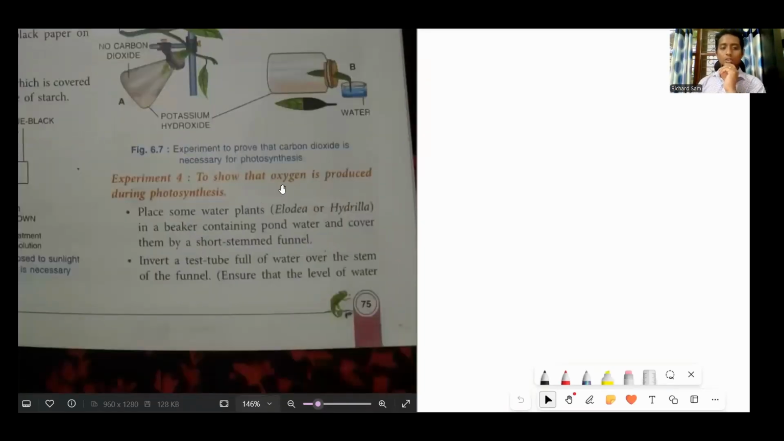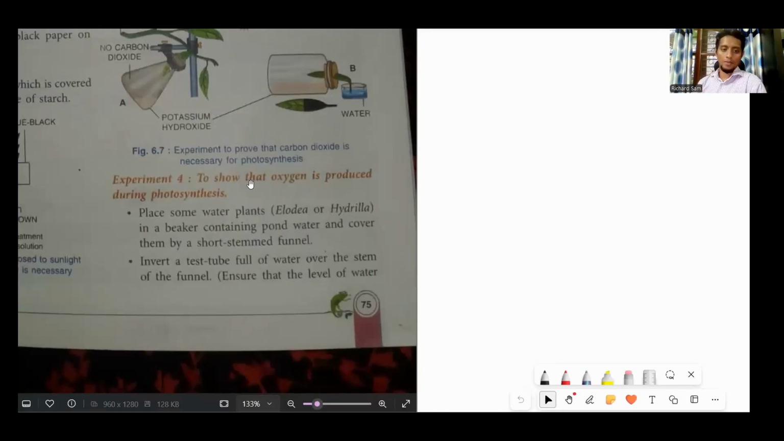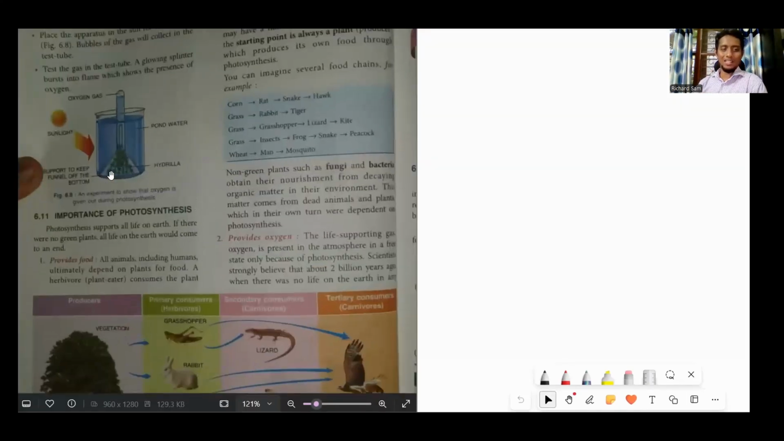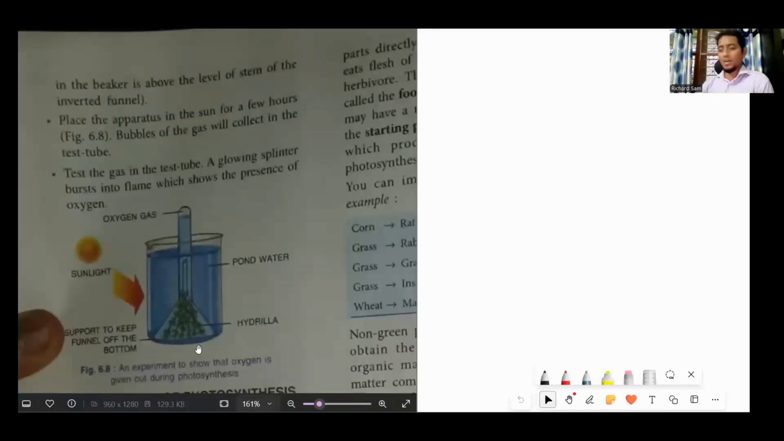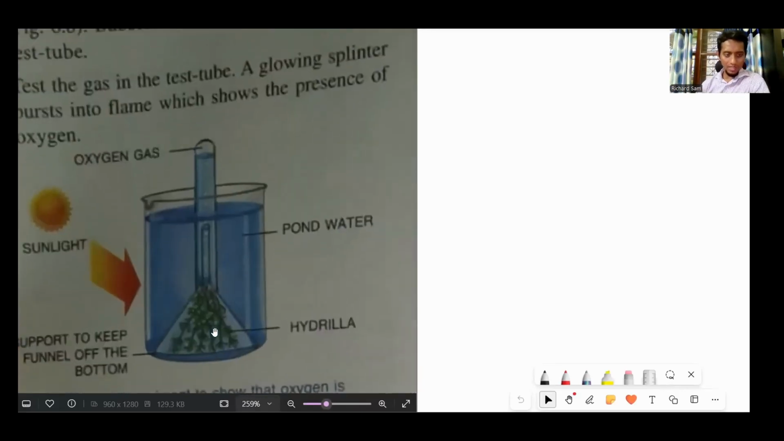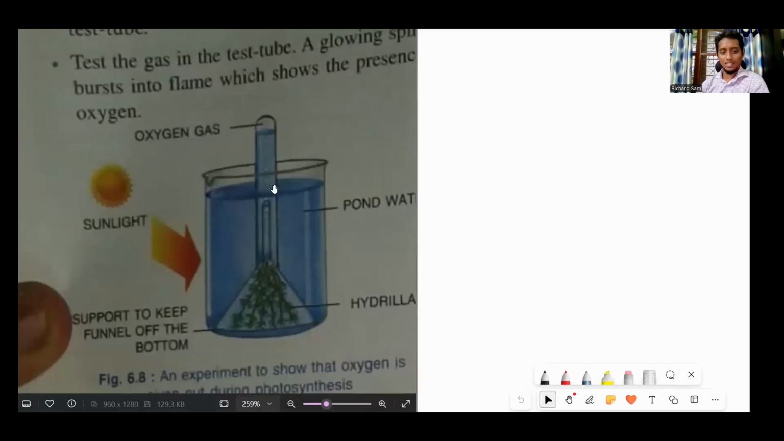Okay, next is to show that oxygen is produced during photosynthesis. So they're taking a small plant called hydrilla. It's a very common plant that is used in any experiment in biology. Hydrilla. Look at the diagram and see if you're able to understand. So initially this test tube was filled with water. There was no gas on top at all. It was completely filled with water.